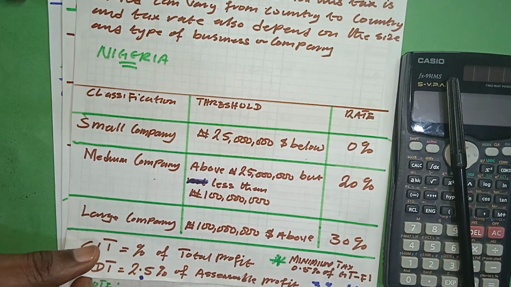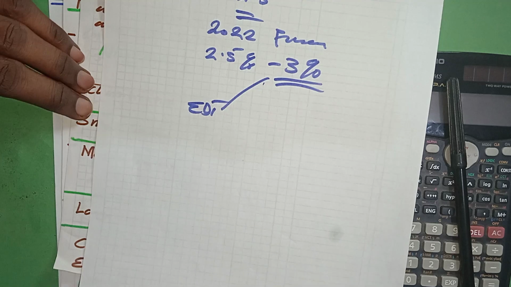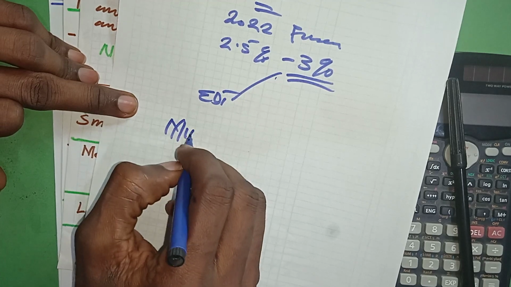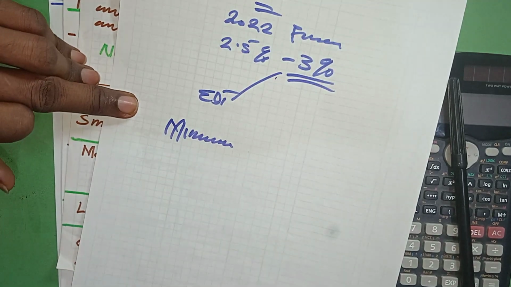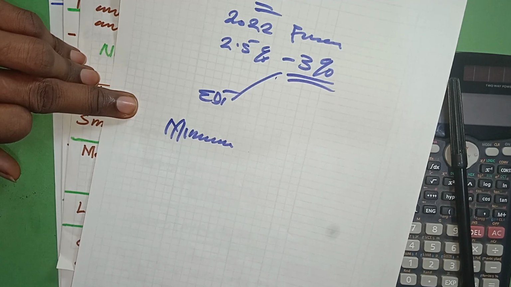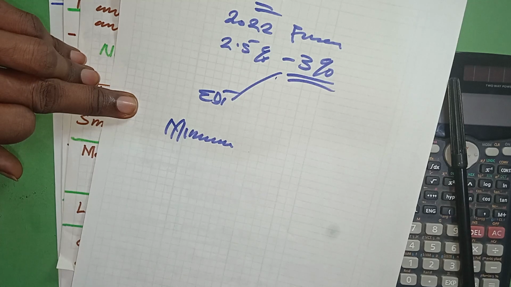So, to compute your minimum tax, let me just give you a brief explanation of minimum tax. How do I explain it so you understand? Now, just listen. The least amount of tax that you have to pay, that is the minimum tax. The least amount of tax that you have to pay, after they must have cross-checked whether you met this or not.